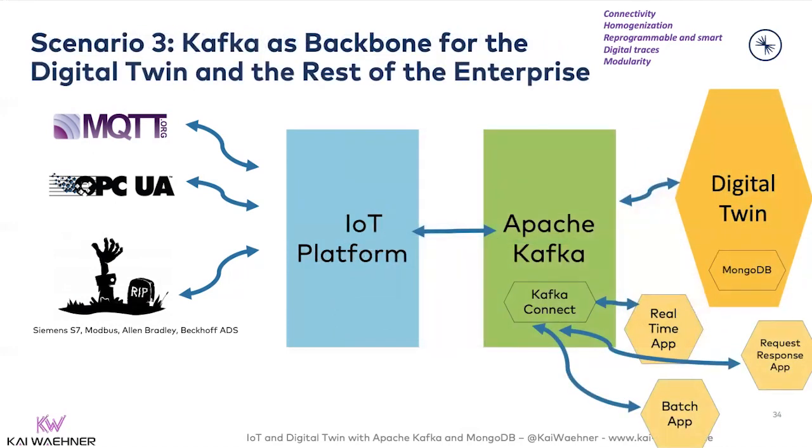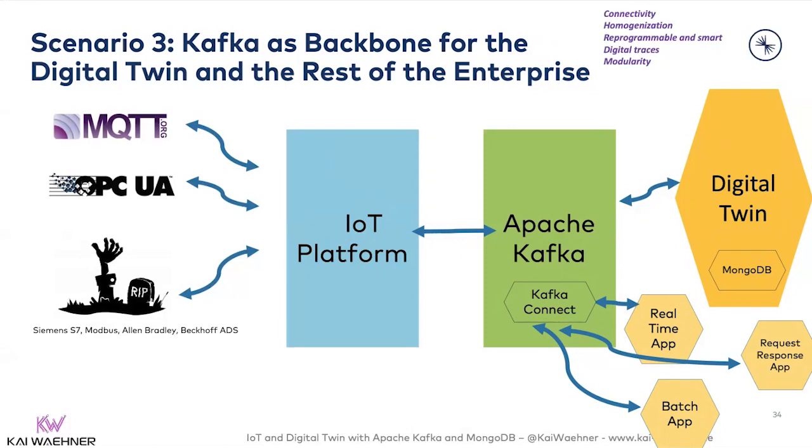And therefore, a very common solution we see a lot is that you combine Apache Kafka with IoT platforms for the integration with the edge devices. And also you use the IoT platform for doing something like device management. But then you keep Kafka in the middle for decoupling all the other services from the IoT platform, like the digital twin, in this case with Mongo, but also from other consumers, like real-time apps or a mobile app, or, for example, a CRM system.